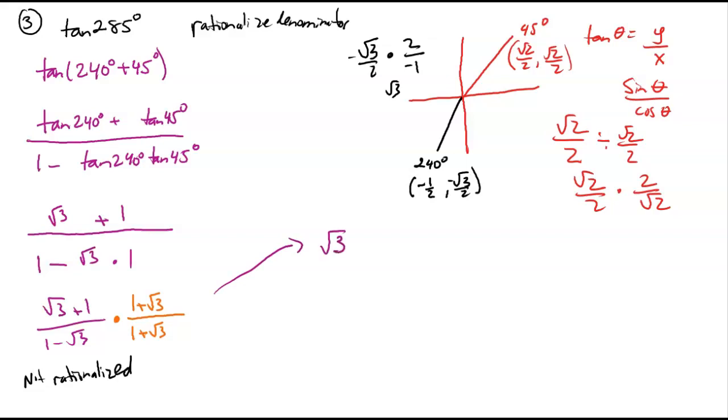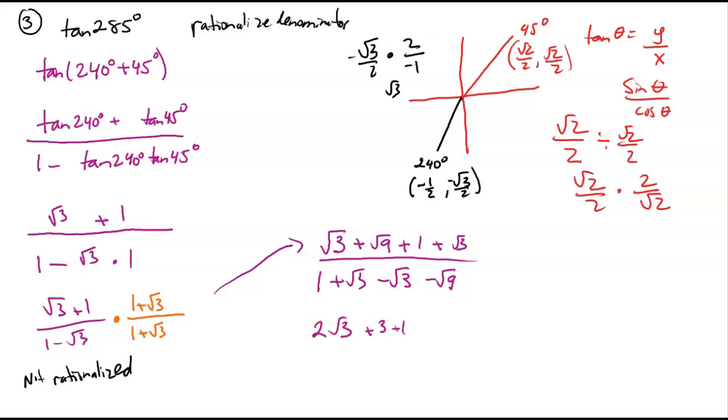So this will give me a root 3 plus a root 9 plus 1 plus a root 3. In my denominator, 1 plus root 3 minus root 3 minus root 9. Simplify this out. This will give me a root 3 and a root 3, so I get 2 root 3 plus 3 plus 1. On my denominator, I get 1 minus 3. Again, I can simplify this a little bit more. So I'll bring it up here: 2 root 3 plus 4 all over negative 2.